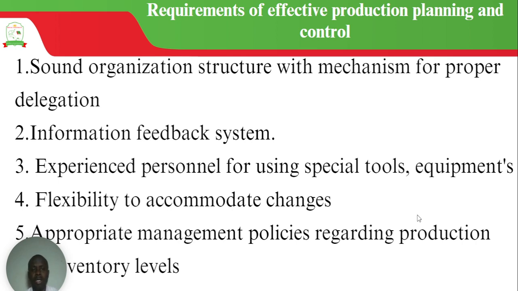Now, we have what we call the requirements of effective production planning and control. What are some of the things that we need so that this particular discussion of production planning and control is effective and takes place in the most appropriate way? Number one, we need sound organization structure with mechanism for proper delegation. So organization structure is very, very important. It will show us the reporting relationships. It is going to show us who is in charge of what part of the organization.